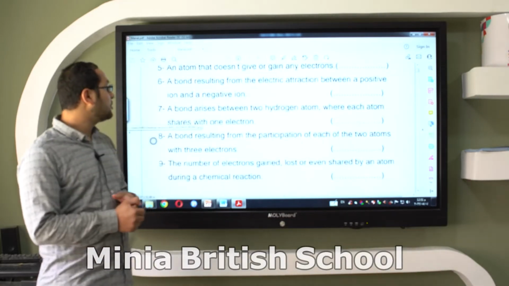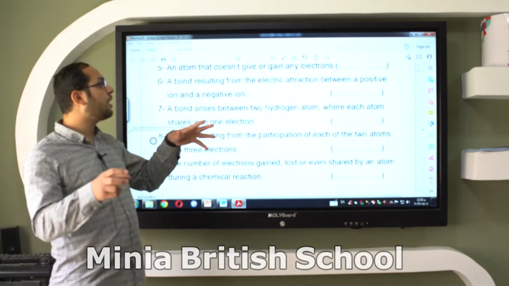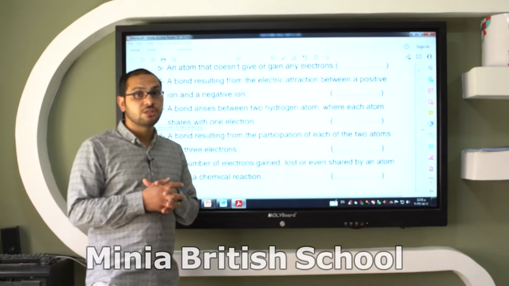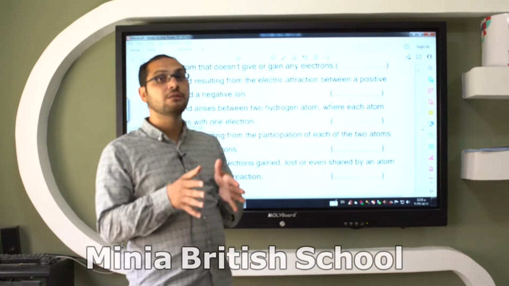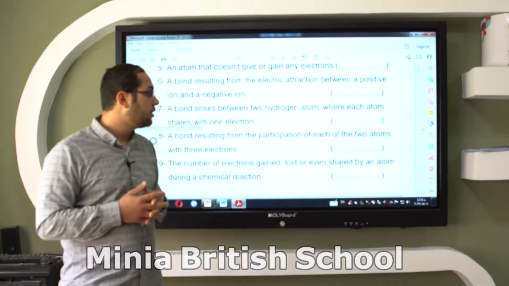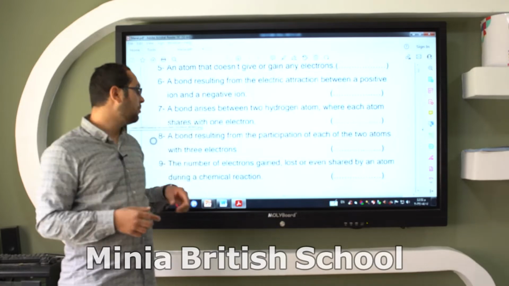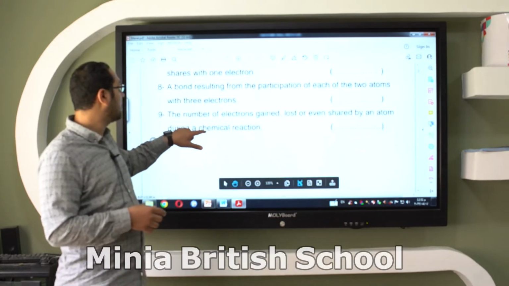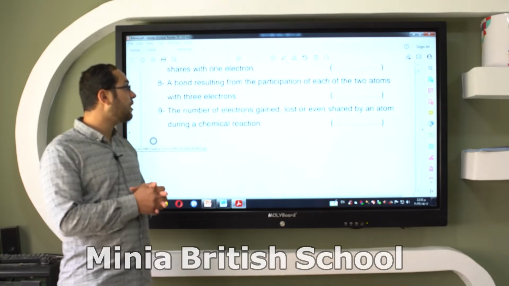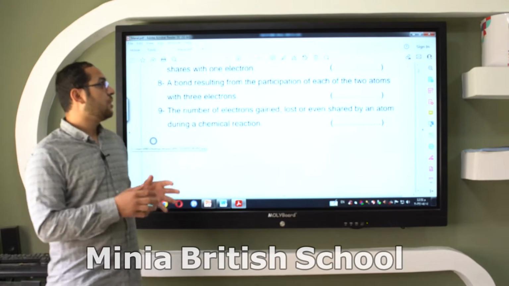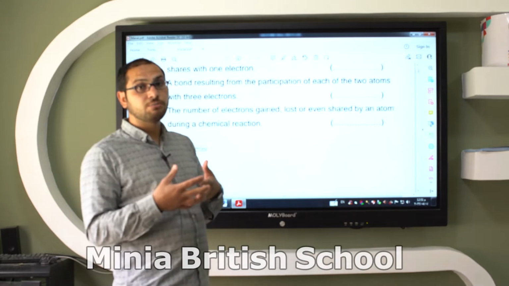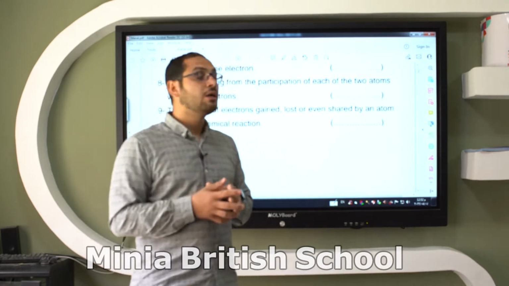A bond arises between 2 hydrogen atoms where each atom shares 1 electron. This is the single covalent bond. Each hydrogen shares 1 electron to form a single covalent bond. Number 8, a bond resulting from the participation of each of the 2 atoms with 3 electrons. This is the triple covalent bond, and this is the bond between nitrogen atoms.